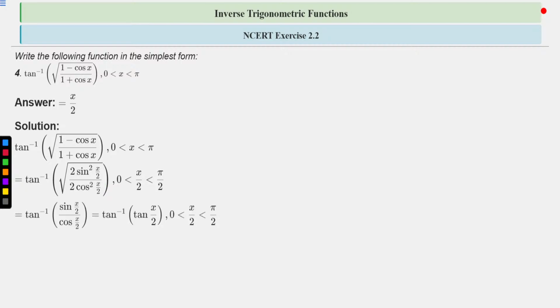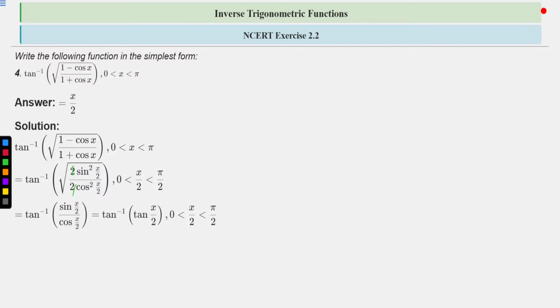And see, when x belongs to 0 to pi, then x by 2 will belong to 0 to pi by 2. Got it? Now we will cancel it out. 2 and 2 we will cancel out. And root over sin square x by 2 upon cos square x by 2 will become sin x by 2 upon cos x by 2. Clear? And we will write tan inverse tan x by 2, because sin x by 2 upon cos x by 2 is basically tan x by 2.